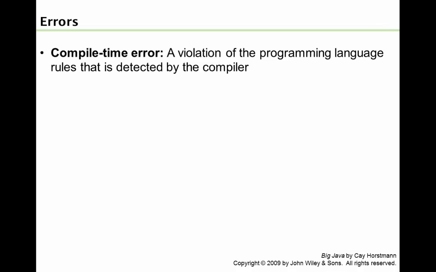All right, let's just quickly talk about errors. And there's really two types of errors when it comes to programming and running computer software. A compile time error is a violation of the programming language, and it's detected by the compiler. These are like syntax errors. So for example, here we have system.out.println with the T missing, and the compiler will flag that and say, hey, I don't understand what you're trying to say here.